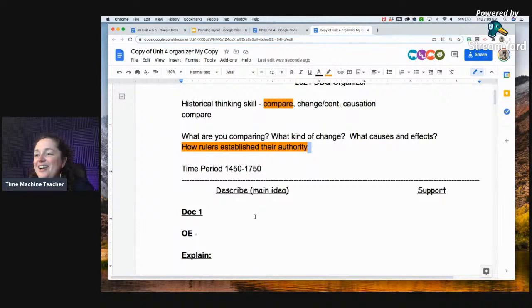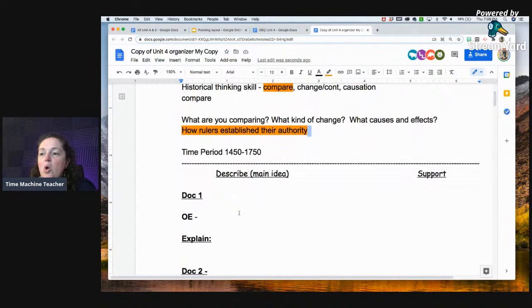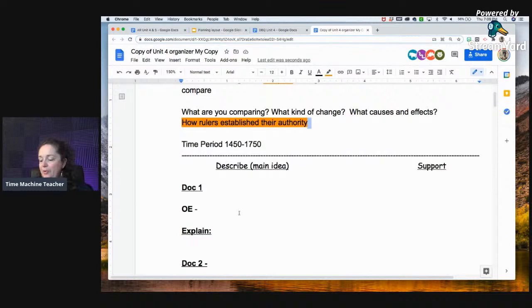That's how it goes. All right, and so we're in period 1450 to 1750. Now, we're looking for similarities. We're also looking if there's any differences, because we want to do both in order to maybe try to get that unicorn point that all of you guys are really wanting. And it might happen, it might not, but we might as well try for it. Okay, so let's look at our documents.